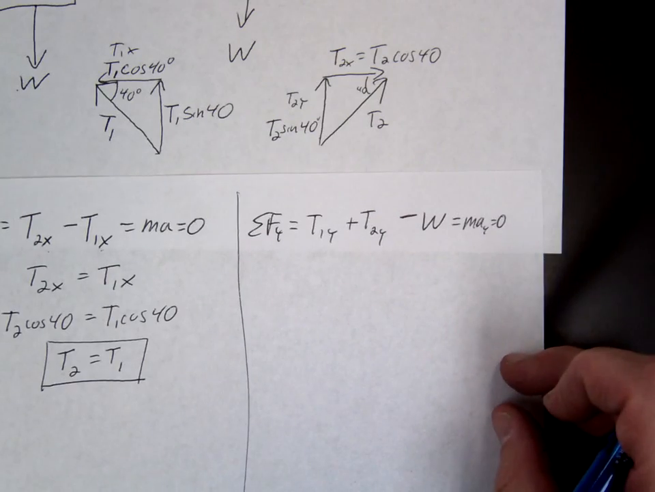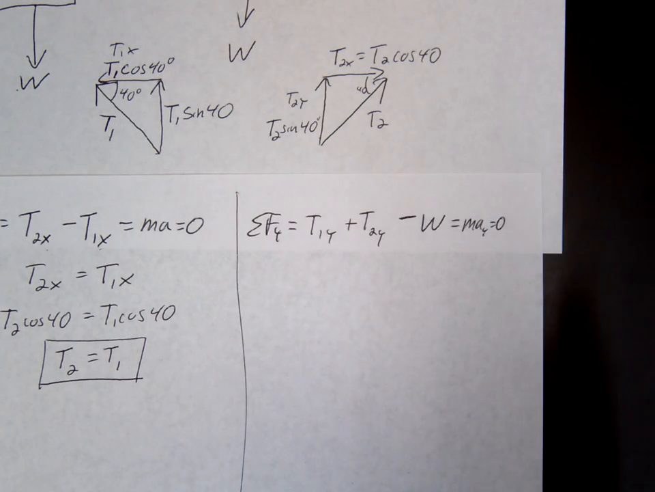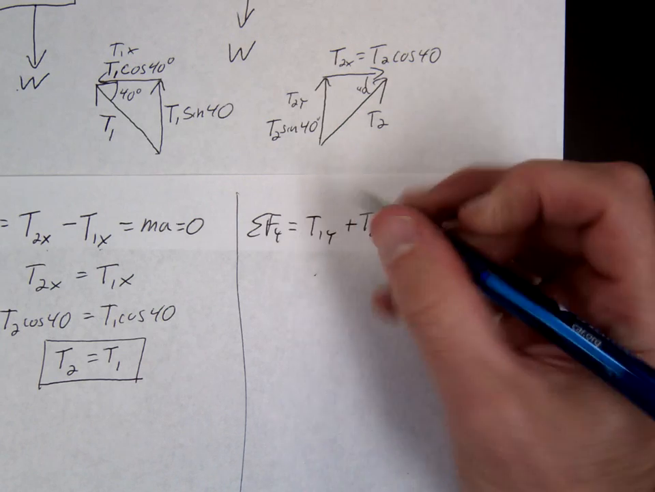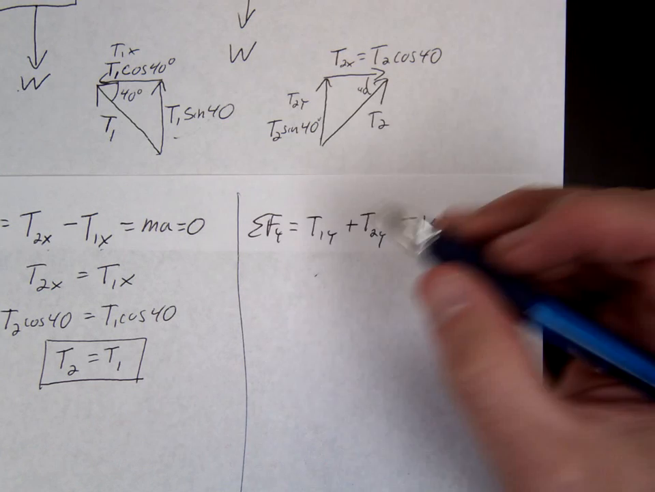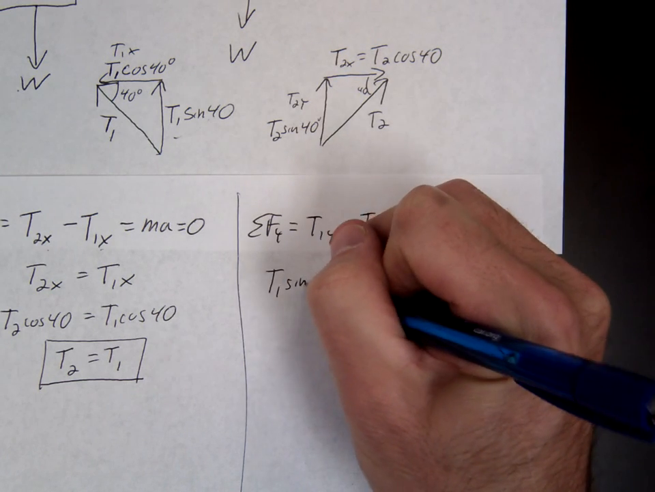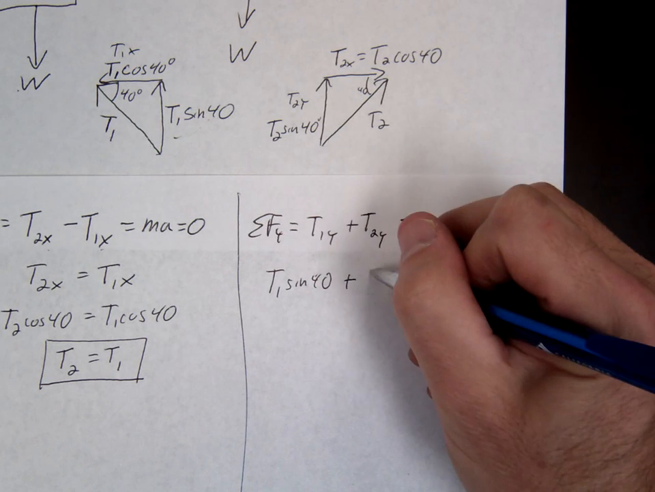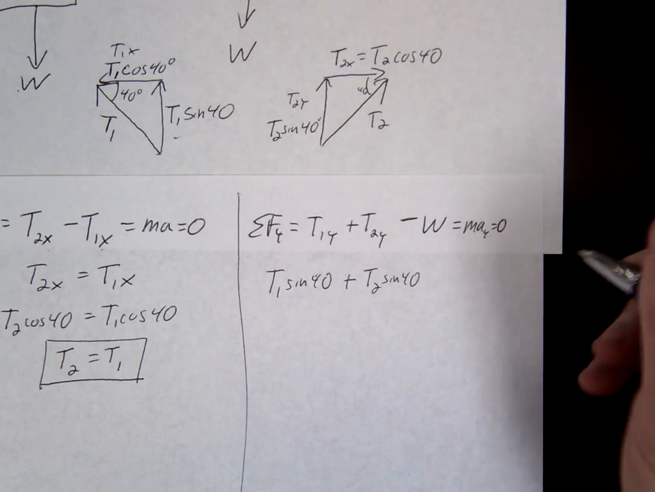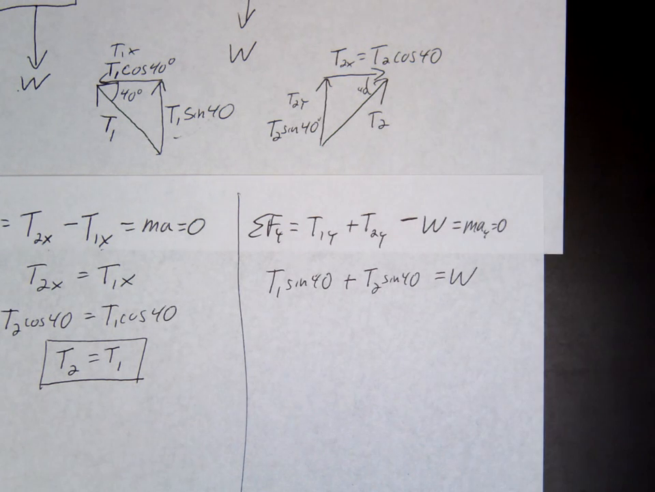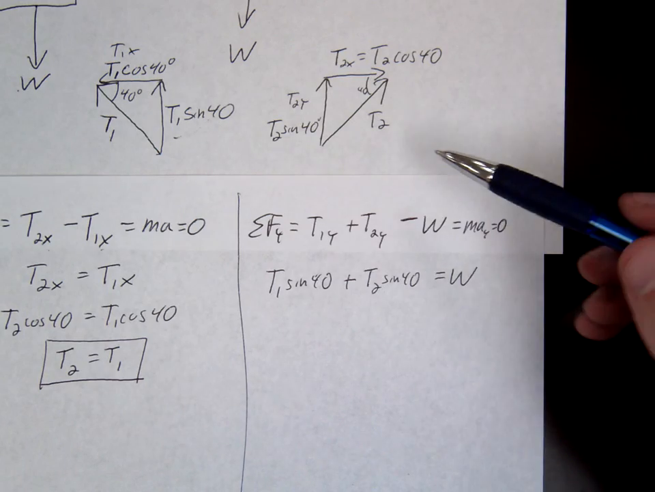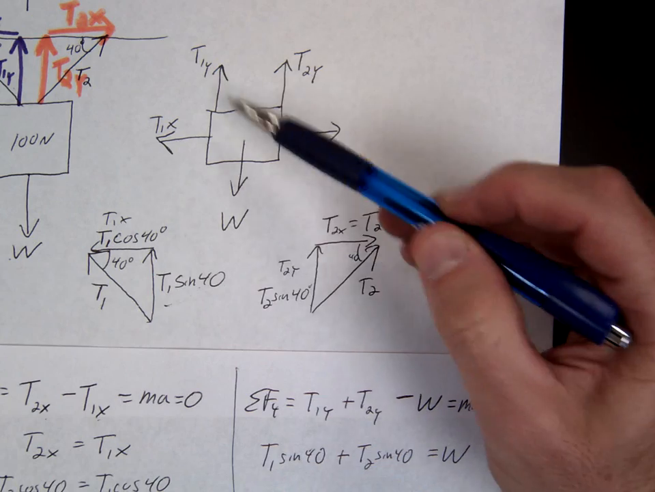Okay, let's keep going on the y side. Ultimately, we're looking for the tension. Remember, we wanted to see how does it compare to the 50 from before. So T1y, we solved that triangle right here. That's T1 sine 40. T2y, we solved that right here. That's T2 sine 40. Minus w equals 0. I'm just going to go ahead and say that equals w. Again, the concept of this is the two upward forces should balance with the weight. These two are holding up the weight here.